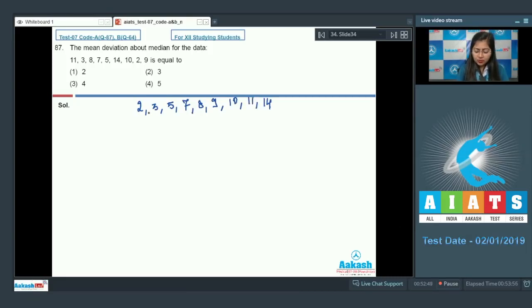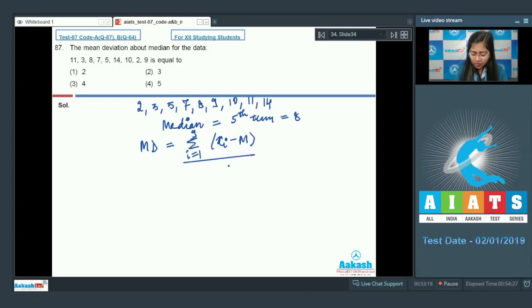Right? Now, the number of terms is 9. Hence, median will be equal to (n plus 1) upon 2 th term, that is 5th term. Now, 5th term here is 8. Therefore, the median of this data is 8. Now, to find the mean deviation, it will be equal to summation of i going from 1 to 9 of |xi minus M| upon 9.